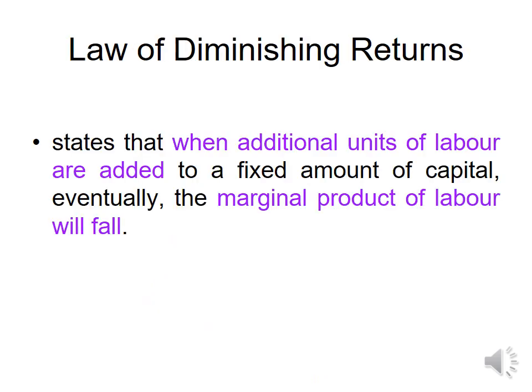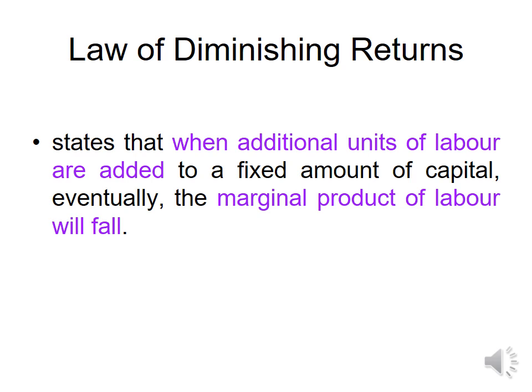Why does the MP behave in this way? That's because of the law of diminishing returns. Now, what does the law say? The law says that when we add additional units of labor, remember labor is a variable factor, people working for you, that's a variable factor, when we add more and more workers to a fixed amount of capital, eventually the MP must fall. This is what the law says.